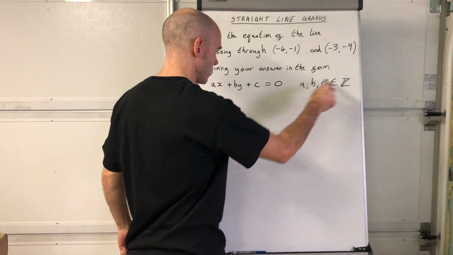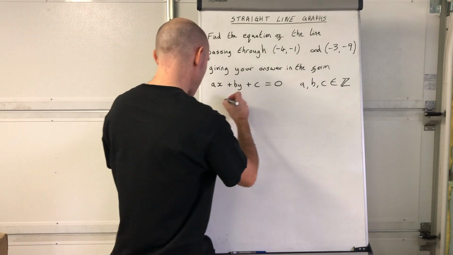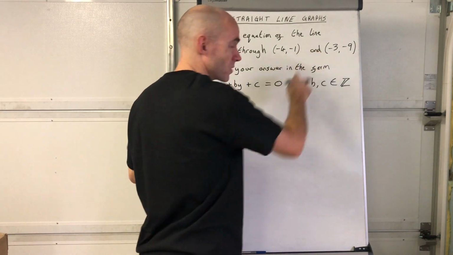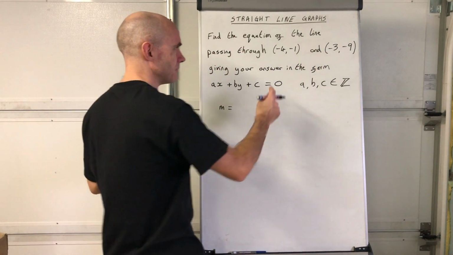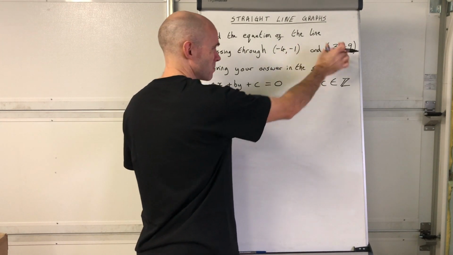So a, b and c are all integers, okay? So let's have a look through this one. So m, again, we need to calculate that. These coordinates, they're all negative values, all right? But it doesn't really matter which way around you do it. I traditionally just do that pair, subtract that pair, okay?